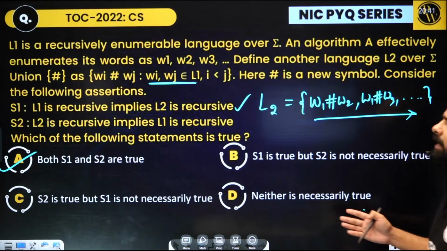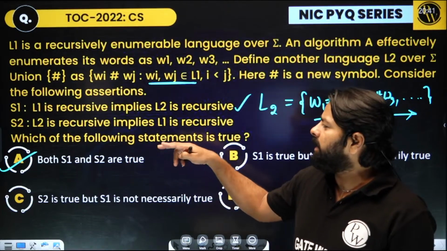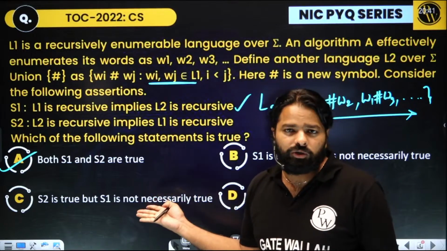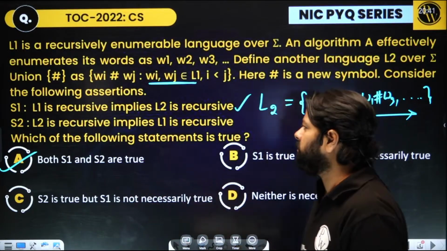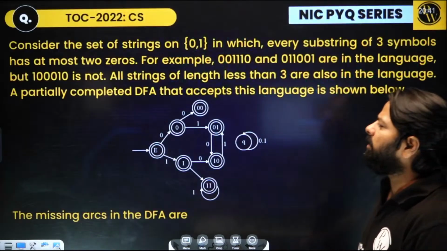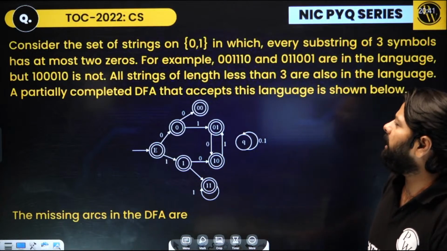In the GATE exam, they have asked some questions like, L1 is recursive if and only if L2 is recursive. Even that statement is also correct because it holds in both directions. Okay, let's move on. No timer is required for TOC, as you know, it's not in the syllabus. So let's complete it as soon as possible.